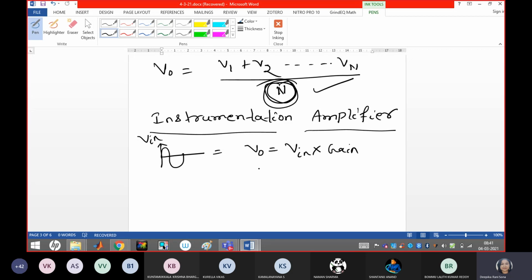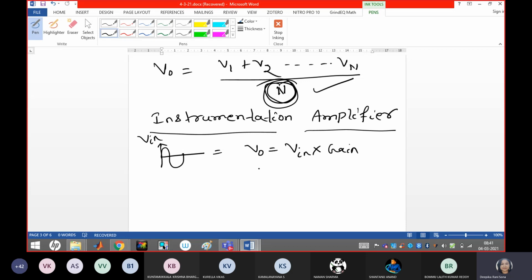So these are the cases when we have to amplify a very low level of signal, and that should be noted or that should be amplified. That time we have to use the instrumentation amplifier. So this instrumentation amplifier is nothing but a difference amplifier.